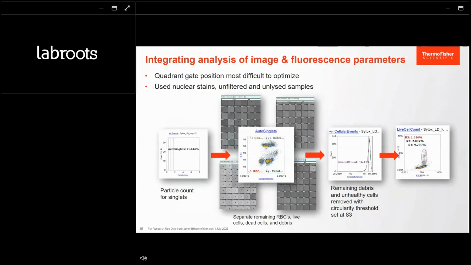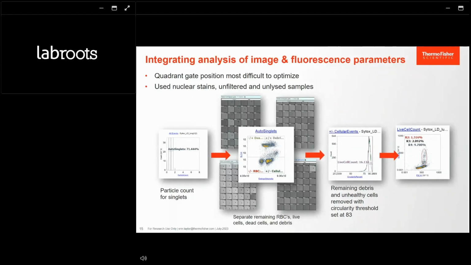And so I have my live dead dye. Obviously, if it's positive, it's taking up the dye and it's dead and debris. Negative, these are the cellular events or debris that are cells that are so dead that they're not acquiring the viability dye.